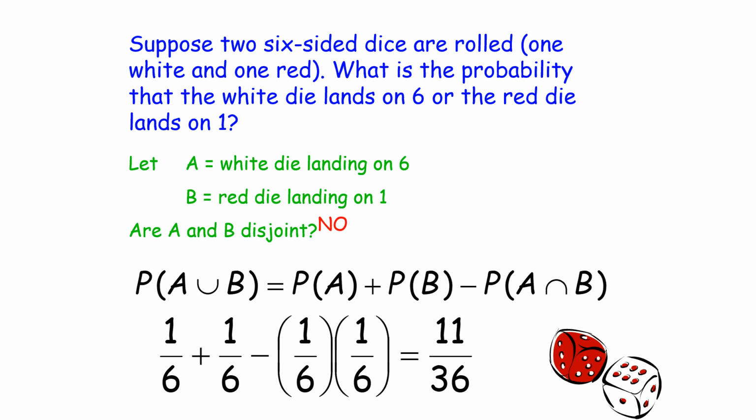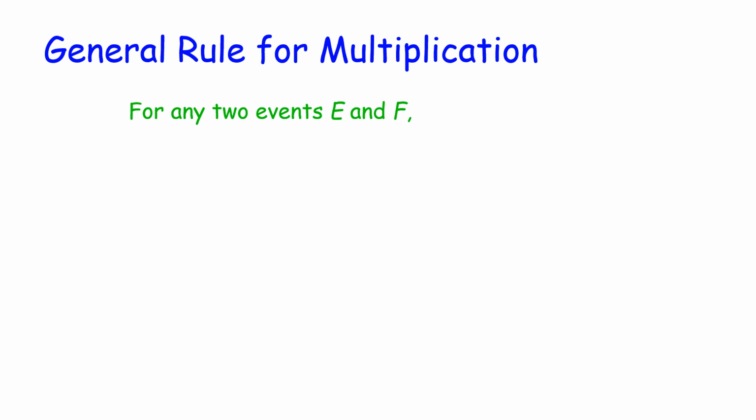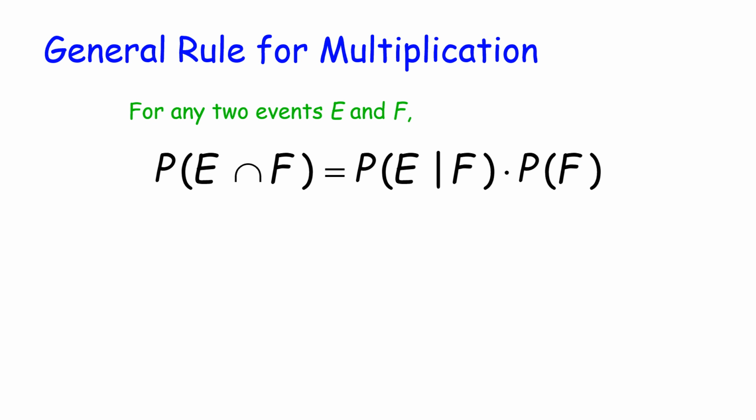Let's move on to the general rule for multiplication. For any two events E and F, we can say the probability of E and F will equal the probability of E given F times the probability of F.